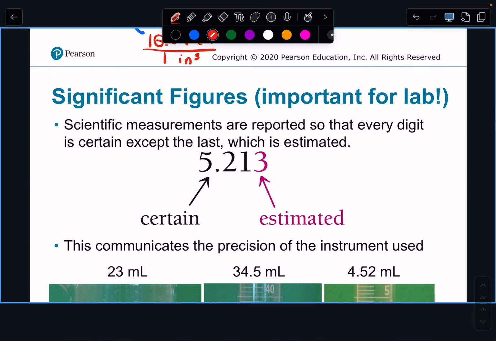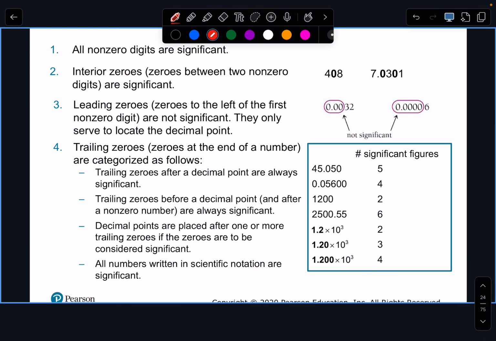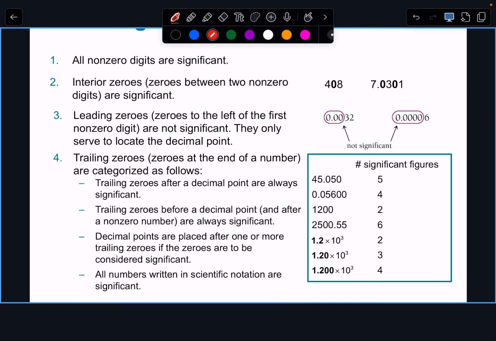For example, okay, this is 2 slides down. For example, these numbers here, 0.00006. Those zeros are just there as a placeholder so that you know the digit 6 is in the 100,000th place. But the zeros aren't an indicator of how precise your measurement was. They're just there to tell you where the 6 belongs.